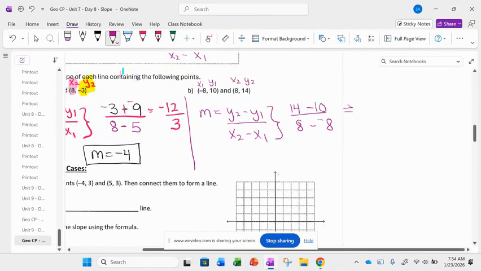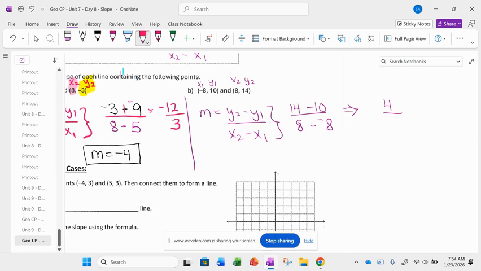And now we simplify. 14 minus 10 is 4. When you have 8 minus a -8, doesn't that double negative make a positive? So it's 8 plus 8, which is 16. So 4 over 16 is good, but it's not the answer that will get you full credit. Why is this not the answer that will get you full credit? We can reduce it. So we're going to divide top and bottom by 4, and we're going to end up with 1/4.